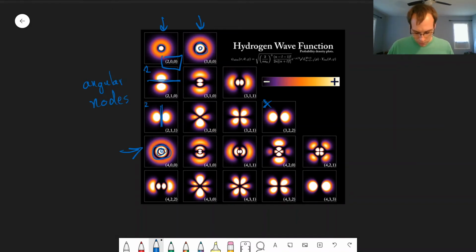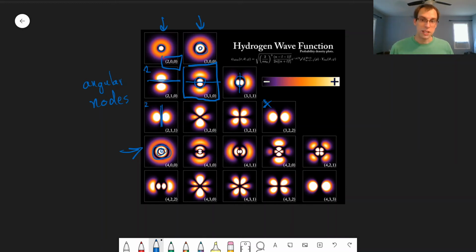That are showing up. Now, when we go to a 3p orbital, we get both. When we look here at this 3p orbital, we see both an angular node right across the middle here, as well as at a specific radius. If we draw a circle, there's a node right there as well. And we get the same thing for this 3p orbital as well.